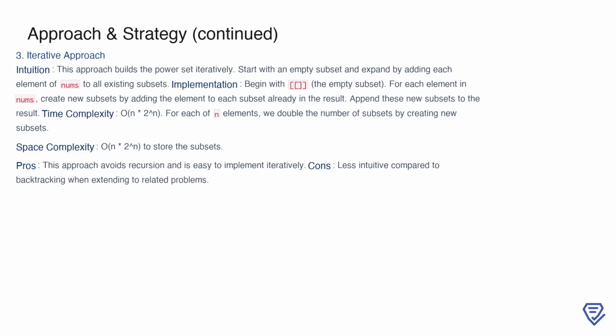The time complexity, similar to the other methods, is O(n * 2^n), as we double the number of subsets for each of the n elements. The space complexity is also O(n * 2^n) to store the subsets. This approach avoids recursion, making it easier to implement iteratively. However, compared to backtracking, it's less intuitive and harder to adapt for problems requiring additional constraints or customizations.